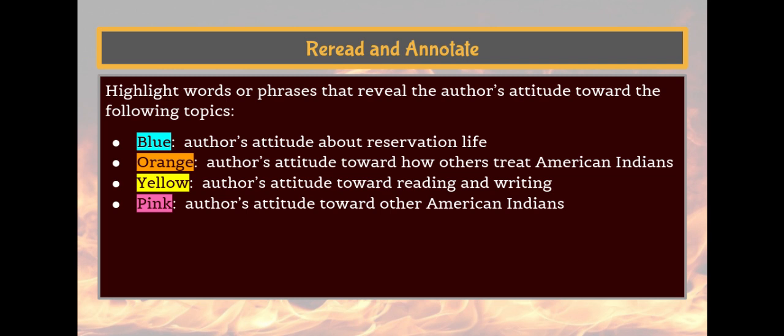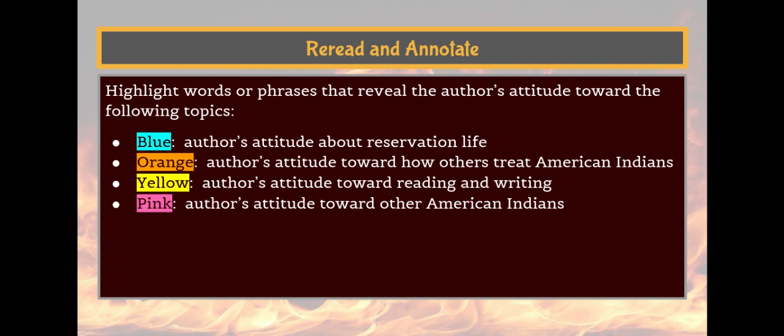Now you're going to reread the text with your partner or group. You will highlight words or phrases that reveal the author's attitude toward the following topics. You will highlight in blue the author's attitude about reservation life.